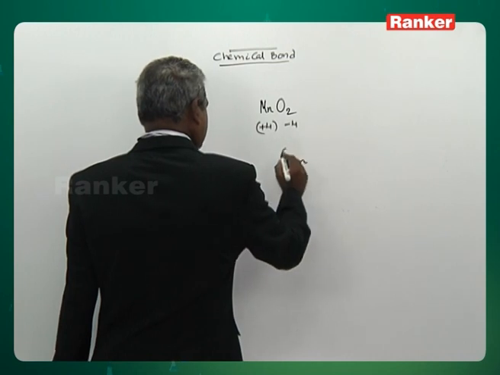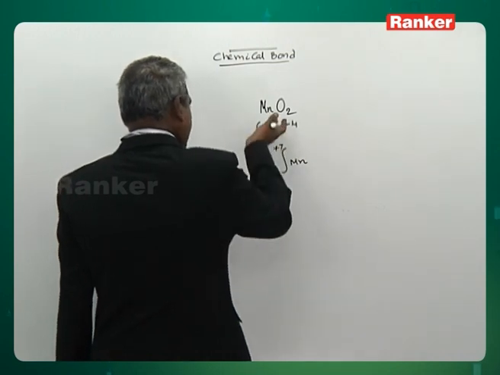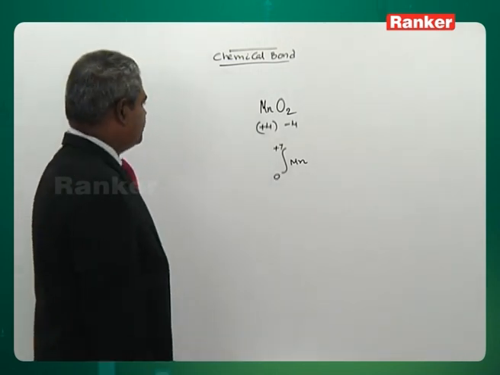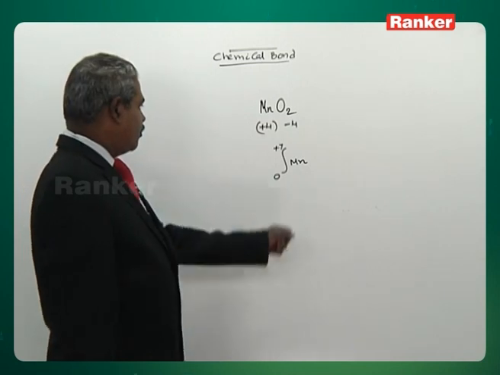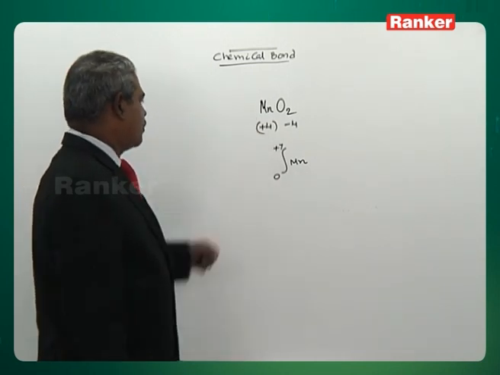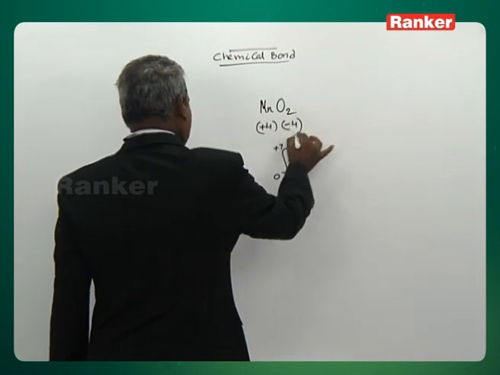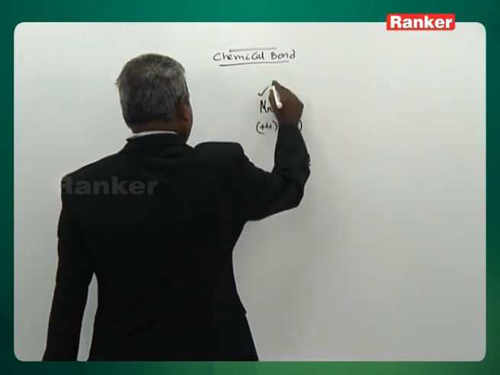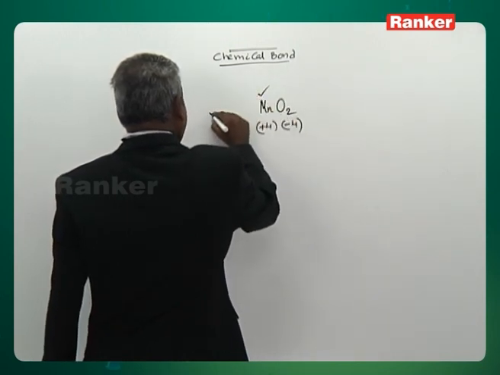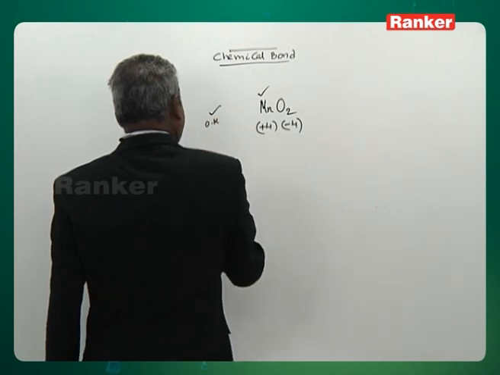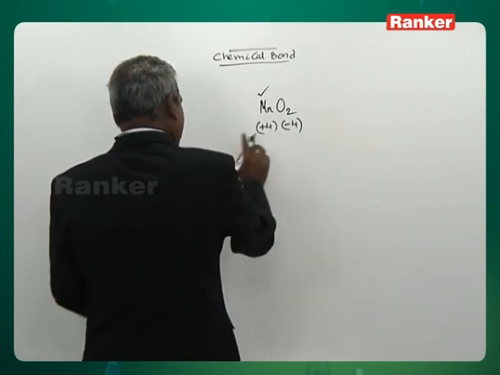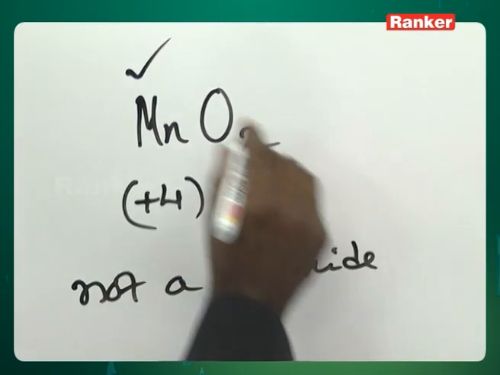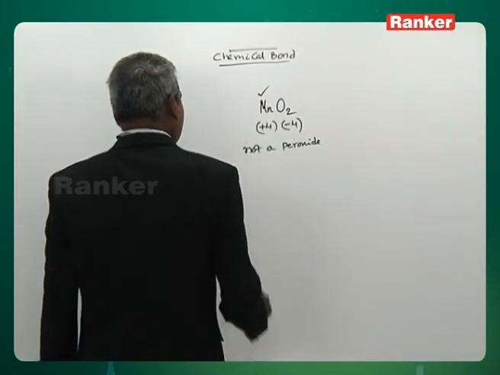Why? Manganese belongs to 7th group, plus 7. Highest oxidation state is plus 7. Minimum, of course, metal 0. 0 to plus 7, manganese can take anything. Therefore, manganese plus 4, no problem. Therefore, giving minus 2 to oxygen here is not wrong. So, therefore, it is an oxide. Here it is okay. Tick mark means okay for manganese. Manganese says okay. And this is not a peroxide, this is a normal dioxide.